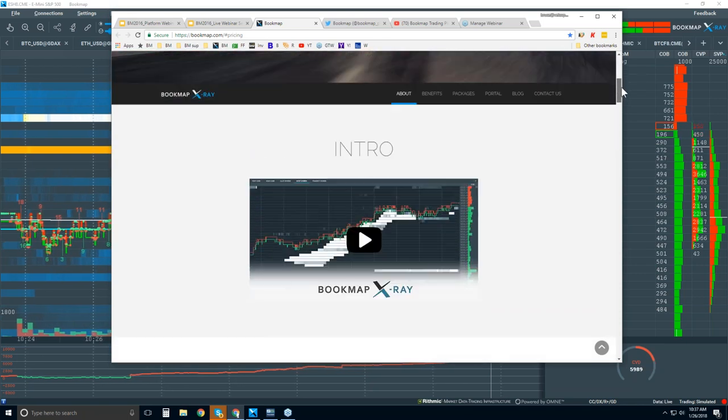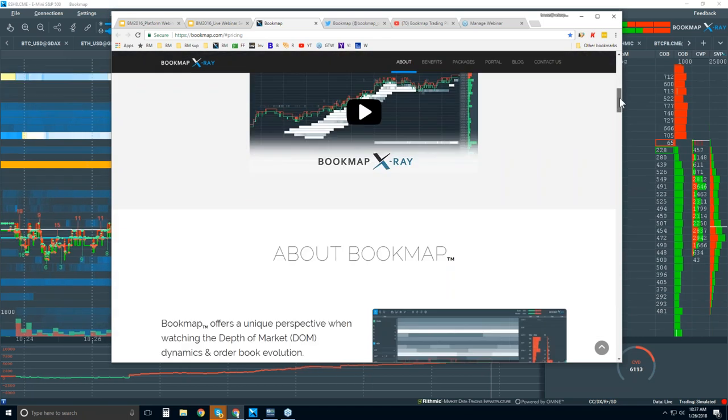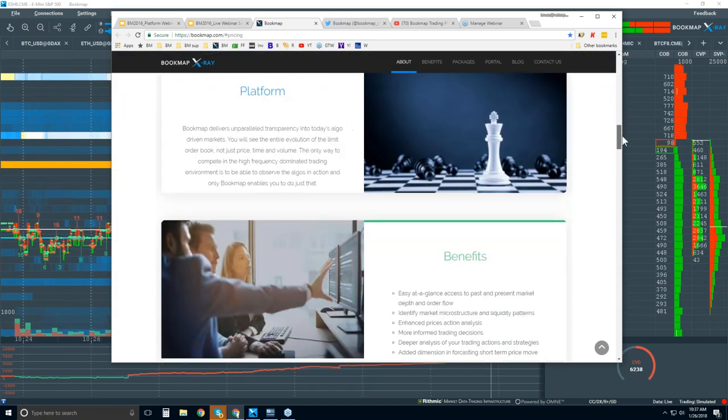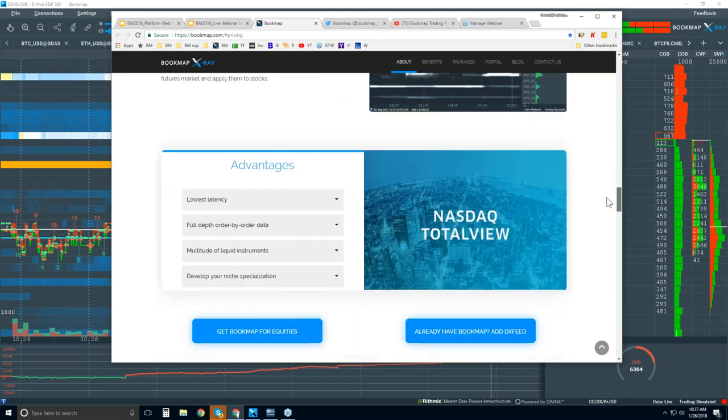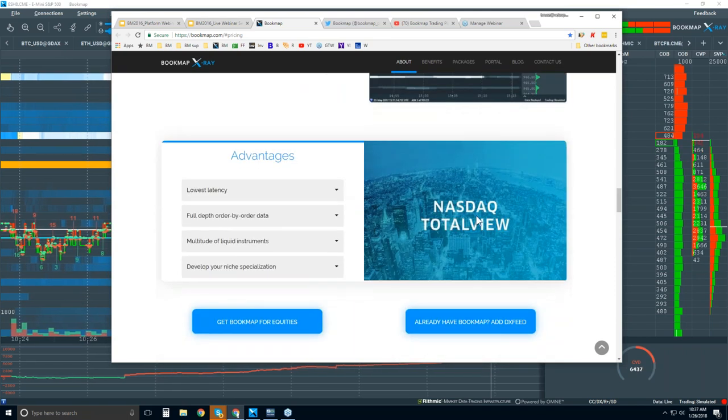At the website here, you can scroll down. There's an intro video, just a couple minutes long, with information about Bookmap, some of the benefits, and testimonials. We also connect to U.S. equities via NASDAQ TotalView. You might want to read about the advantages of the data feed that we have here.